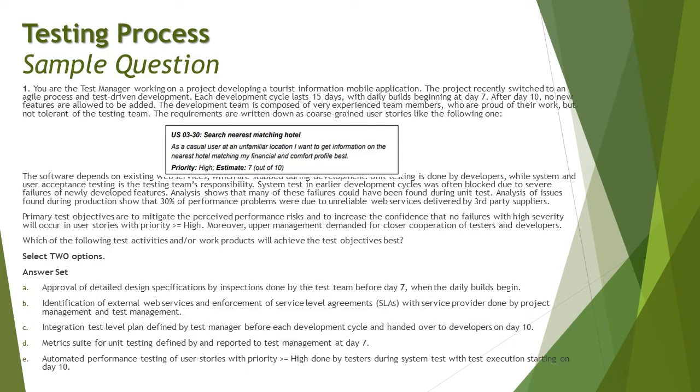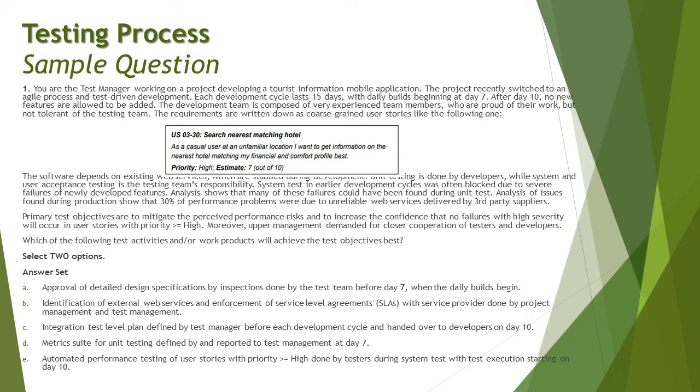Now analysis shows that many of these failures could have been found during unit test. Analysis of issues found during production shows that 30% of performance problems were due to the unreliable web services. That's the fourth point you're getting: other than the basic failures, you also have some performance degradation which is due to unreliable third-party suppliers. Now, the primary test objective is to mitigate the perceived performance risk.